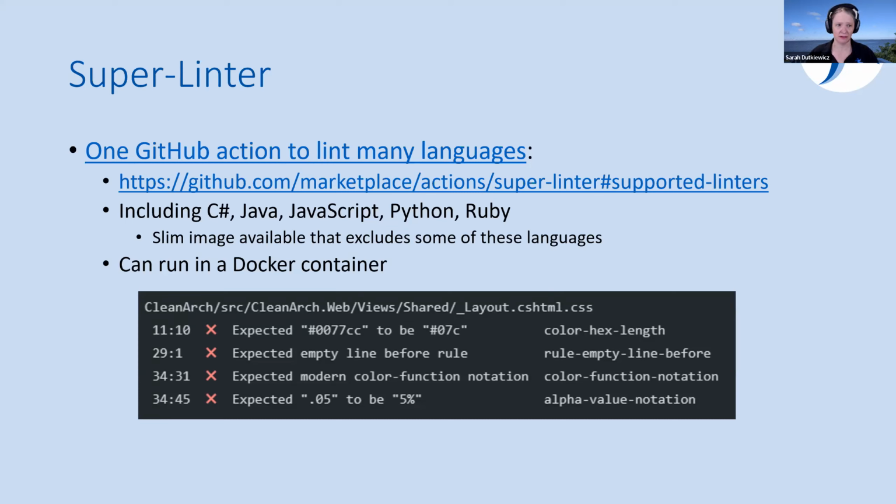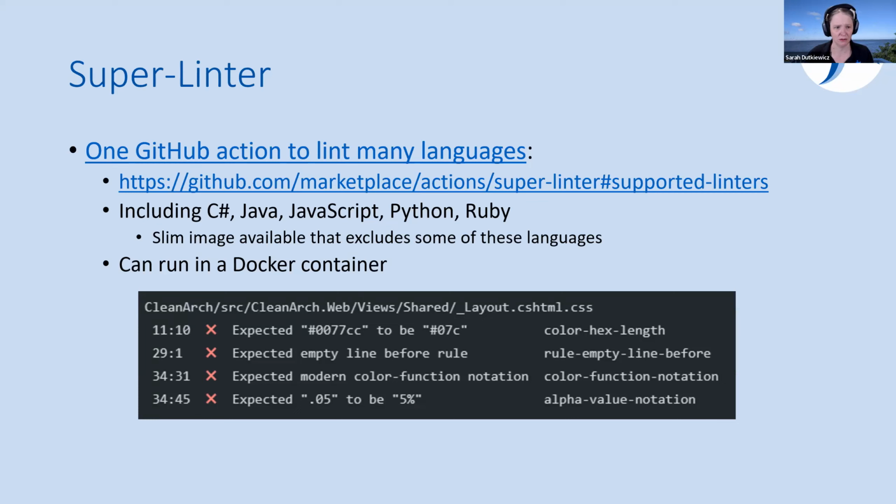Super Linter has various linters for those different tools. What's nice is if you're working with something very small, like maybe HTML, CSS, and JavaScript, and that's it, there's a slimmed down version of Super Linter as well. Super Linter will run the various linting tools based on the environment variables that you feed it. And in this example, I do mention it can run as a Docker container as well, and we'll show that when we get to Azure DevOps.